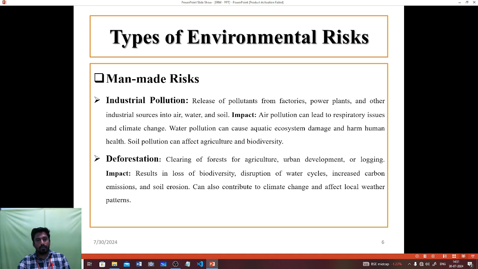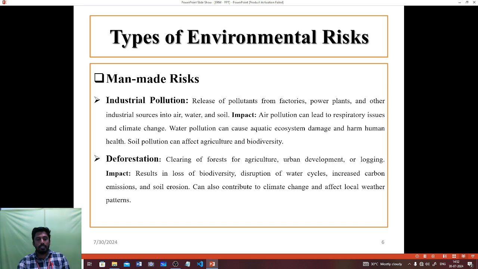If we need any benefit from these industries or factories, we occupy our own environment, so it will have some impact. Air pollution can lead to climate change. Polluted water causes water pollution, which damages aquatic ecosystems and harms human health. From the waste we inhale, our health will be affected and disease can be created. Soil pollution can also affect agriculture and biodiversity. From industrial pollution, the soil is polluted, so cultivation and biodiversity are affected.